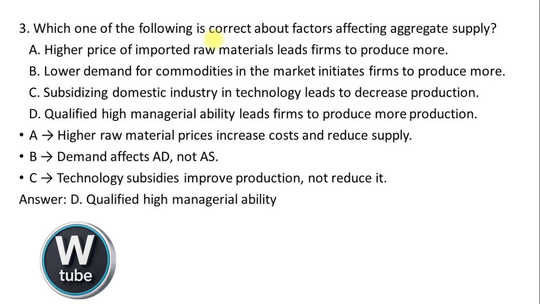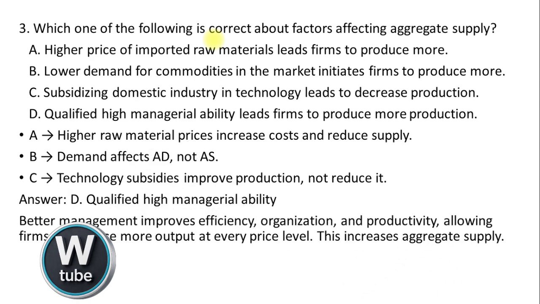Qualified higher managerial ability leads firms to produce more. How? Better management improves efficiency, organization, and productivity, allowing firms to produce more output at every price level. So, this increases aggregate supply. As a result, D is the correct answer.